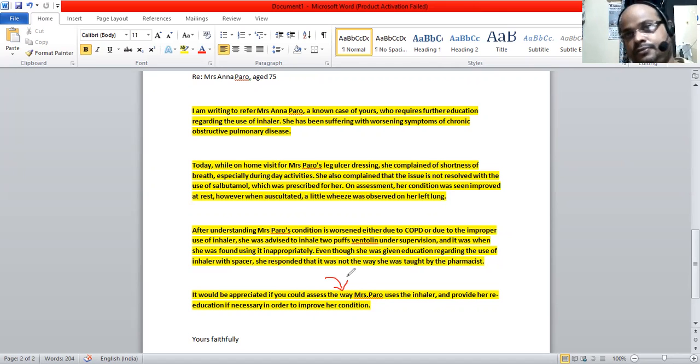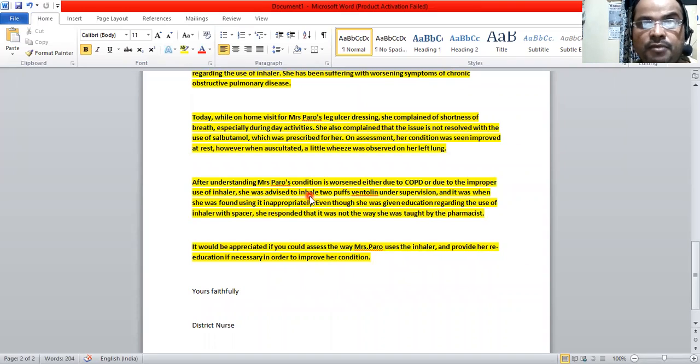Now, if you find something wrong in the way she uses the inhaler, please assess it, and if necessary, give a re-education in order to bring her back to normal. That is to improve her condition, so that she recovers from the worsening symptoms of COPD, that is shortness of breath and all these things. Now we have closed this letter.